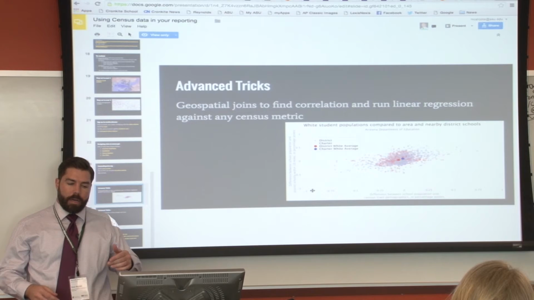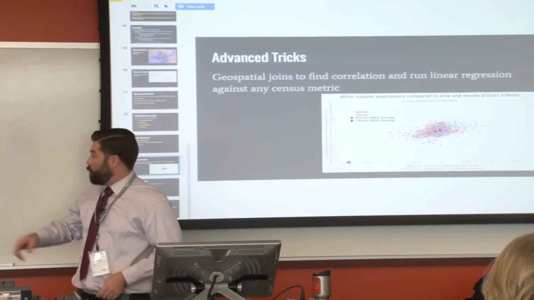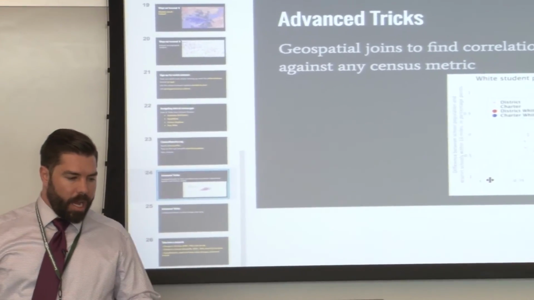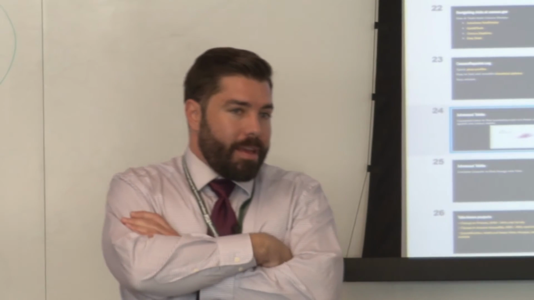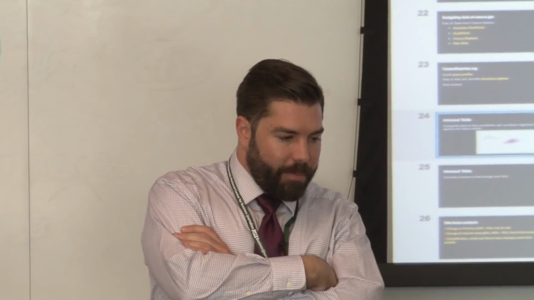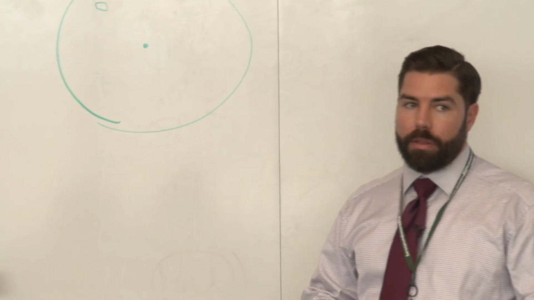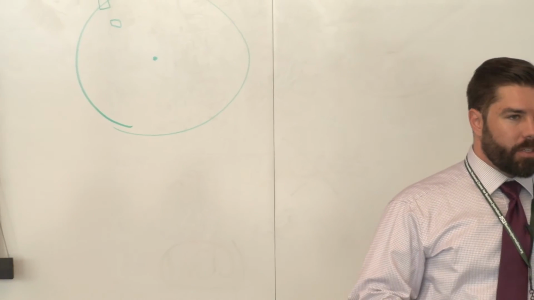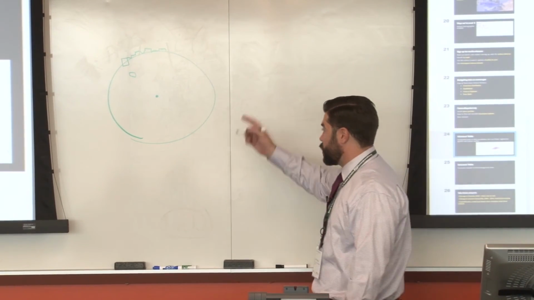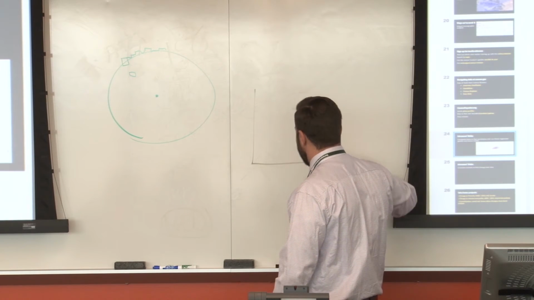So, some advanced tricks. We talked about geospatial joins a little bit. This is maybe the way you would look at correlating any kind of information with your census data. So if you've got blast zones and you learn a piece of GIS software and you do a geospatial join and some summary, I'm going through this real quick, but let's say you ended up with a count for the number of blast zones for every single census tract or census block.